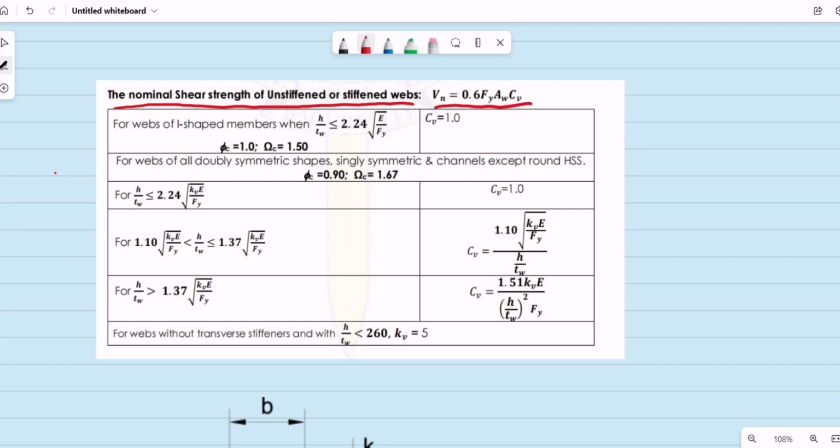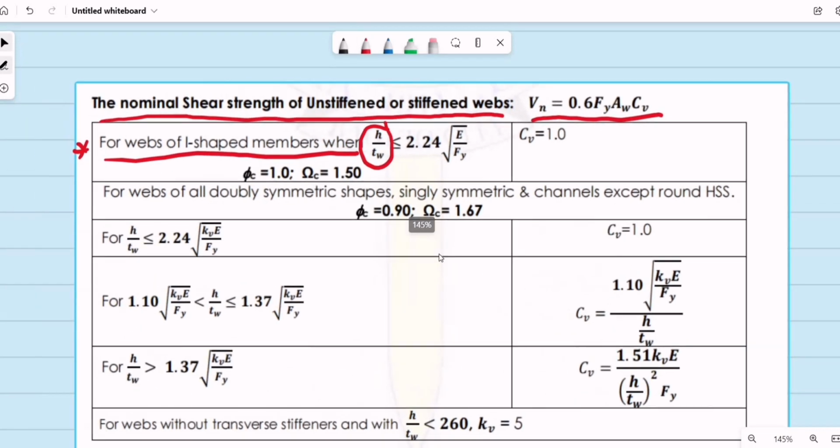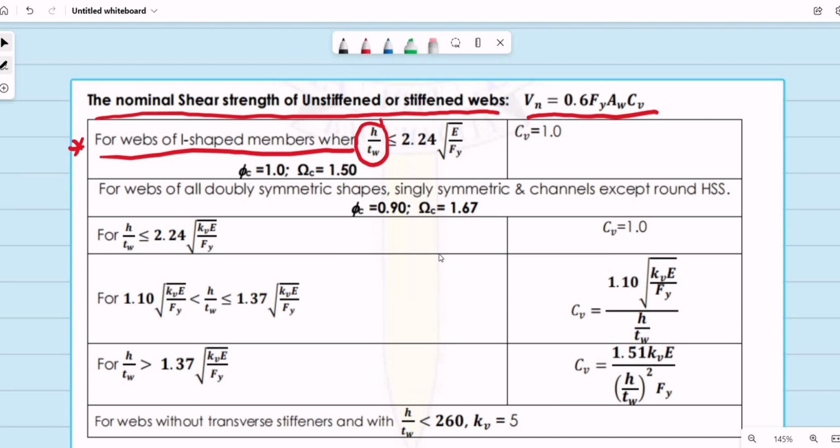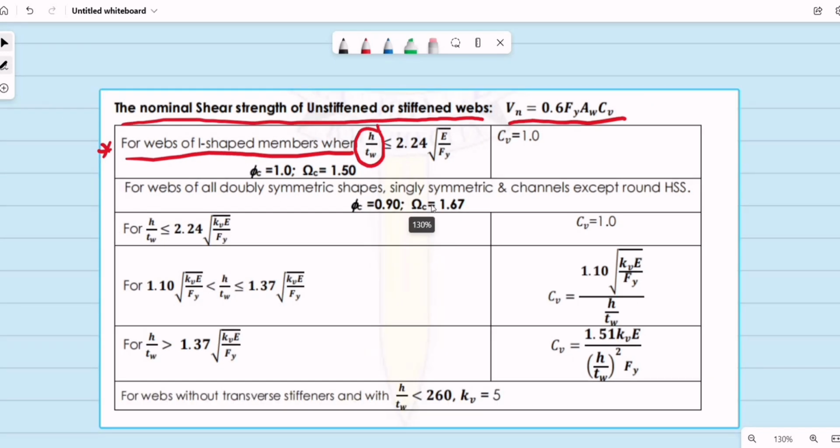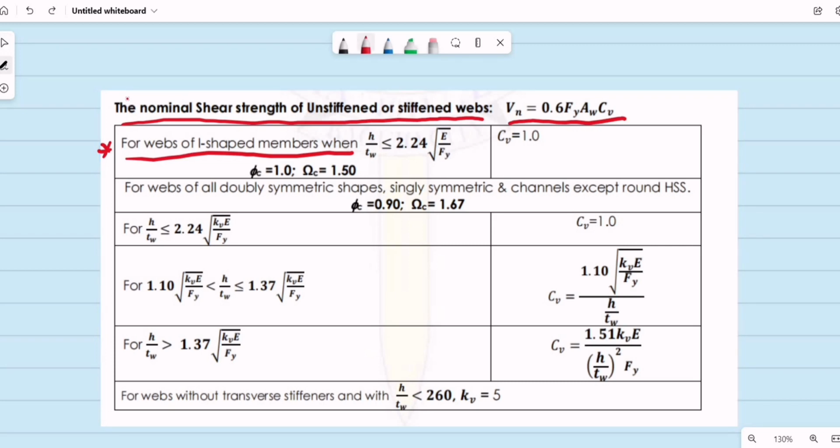So we have several conditions. The first one is for the webs of I-shaped members. If you recall from the previous discussion, h over t sub w is the slenderness ratio for the web. If it is less than or equal to 2.24 multiplied by the square root of E divided by Fy, we can use the value of C sub v equal to 1.0, and our factor for LRFD is 1.0, and the factor of safety for the ASD is 1.5.